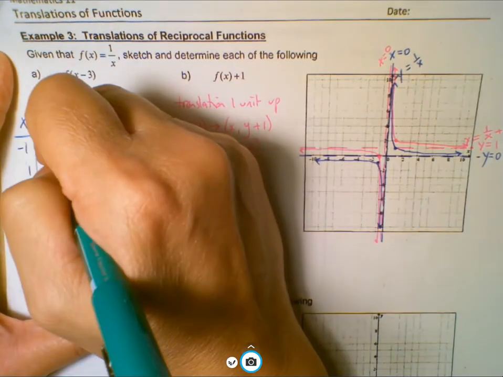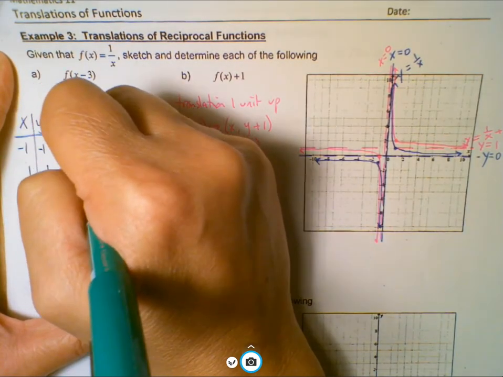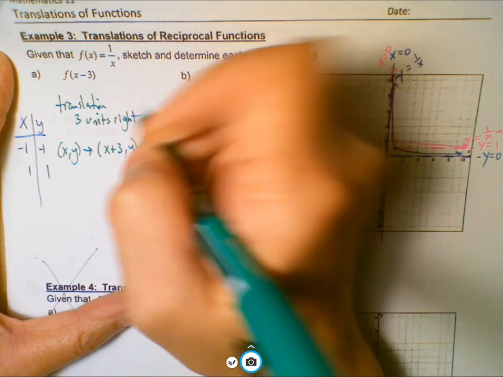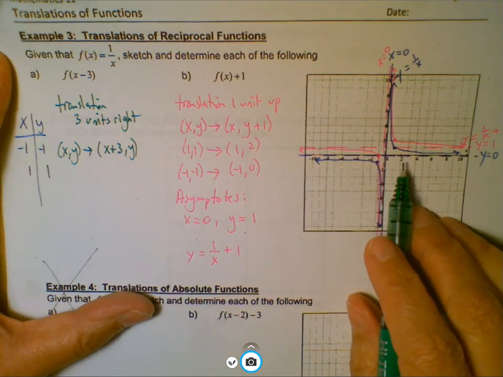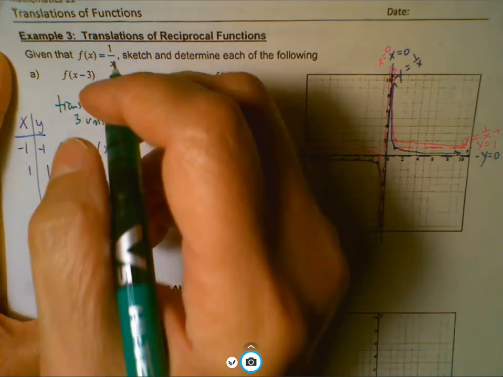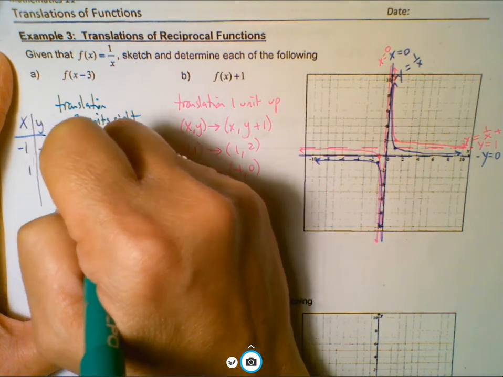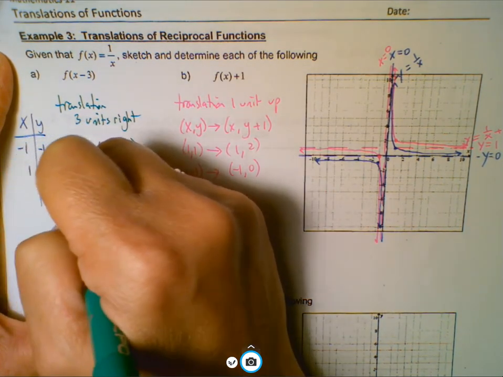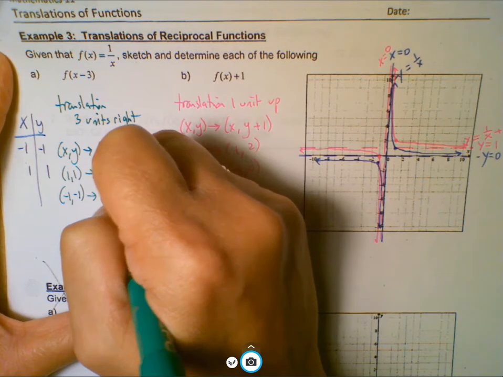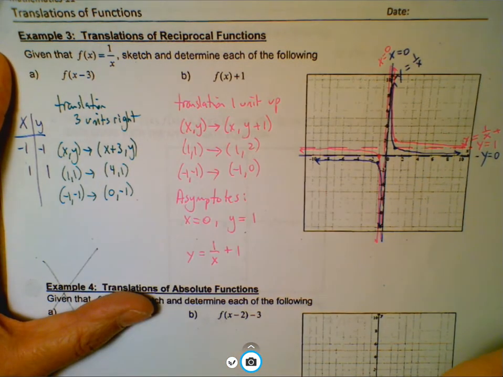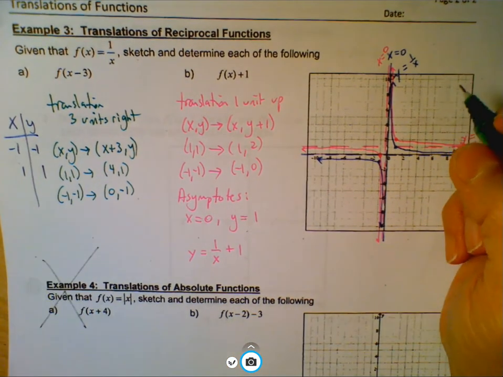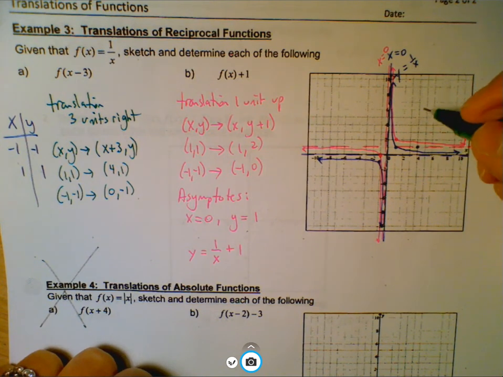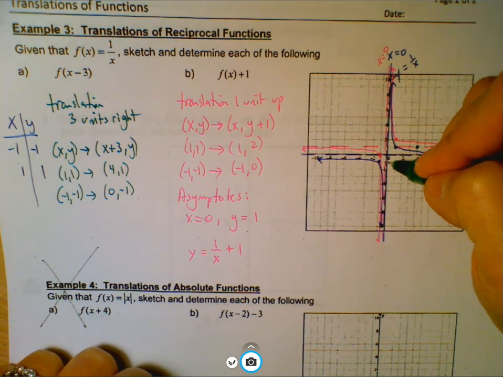Now moving to the right means my x's are going to be 3 bigger. So x plus 3, right? Moving to the right means my numbers are getting bigger. So I only have my 2 anchor points. So (1, 1) becomes (4, 1). (-1, -1) becomes (0, -1). Okay, and so let's put them on. So (4, 1) is here, and (0, -1) is here.